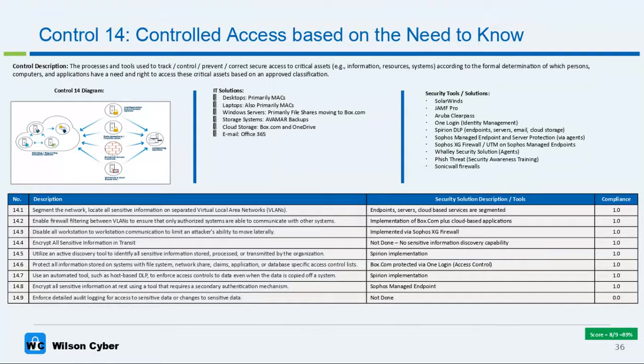Segment the network, locate all sensitive information on separate VLANs, enable firewall filtering between VLANs to ensure only authorized systems are able to communicate with other systems, disable all workstation-to-workstation communications, encrypt all sensitive information in transit, utilize an active discovery tool to identify all sensitive information stored, processed, or transmitted, protect all information stored on systems with file system, network share, claims, and application database specific access control lists, and use automated tools such as host-based DLP to enforce access controls. Encrypt all sensitive information at rest using a tool that requires a secondary authentication mechanism, and enforce detailed audit logging for access to sensitive data and changes to sensitive data.